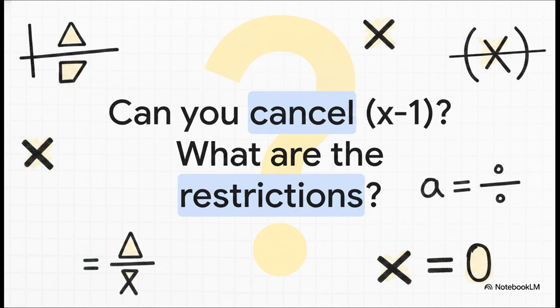Ask yourself, in the expression (x plus 4) times (x minus 1), all divided by (x minus 1) times (x plus 7), is it mathematically legal to cancel the x minus 1 pieces? And based on what we just learned about denominators, what are the excluded values here? Just think about it for a second.